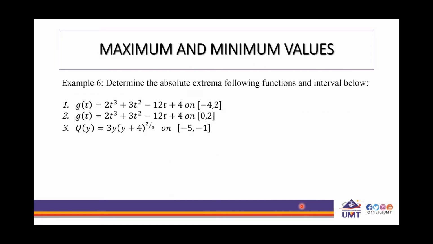So now, determine the absolute extrema of the following function and interval below. The first one, g(t) equals 2t cubed plus 3t squared minus 12t plus 4 on [-4, 2]. So how do we do it? Do you have a piece of paper beside you, so that you can try to answer the question?